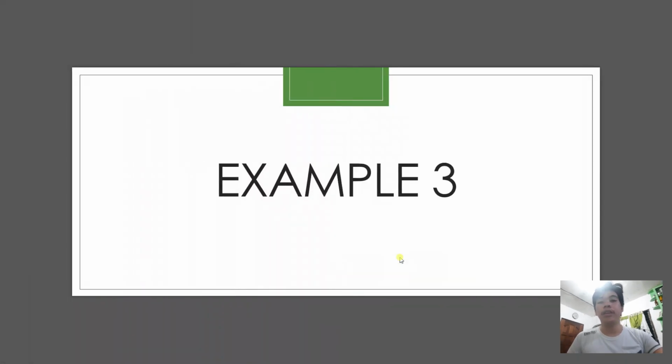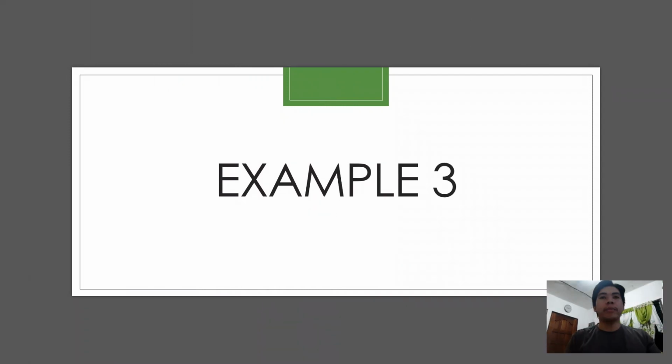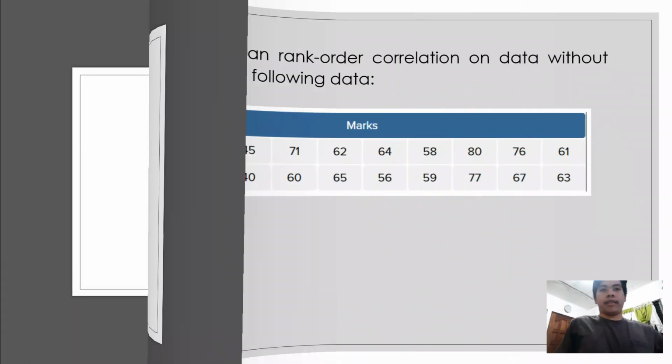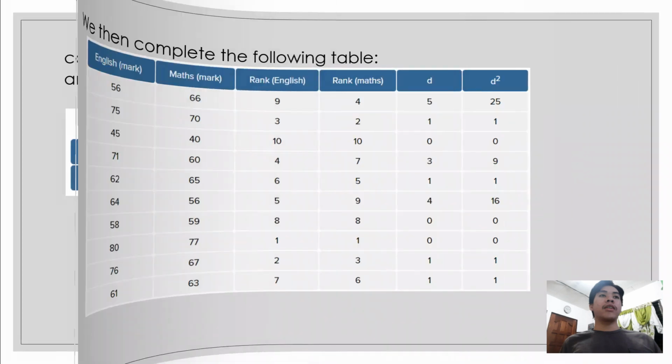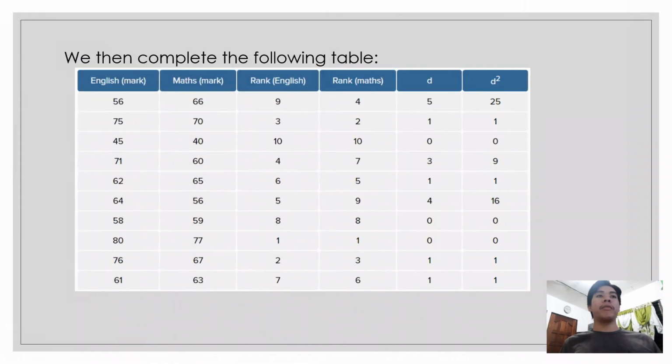Then we need to go over a further example. Example number 3: calculating a Spearman rank order correlation for data without any ties. We use the following data. The English marks are 56, 75, 45, 71, 62, 64, 58, 80, 76, 61. And the maths marks are 66, 70, 40, 60, 65, 56, 59, 77, 67, and 63. Then we need to complete the following table.